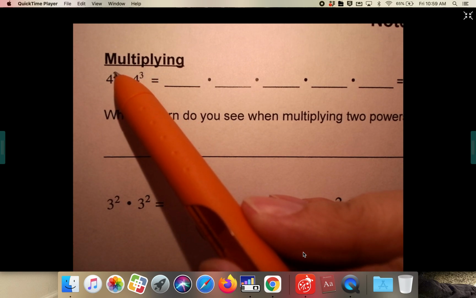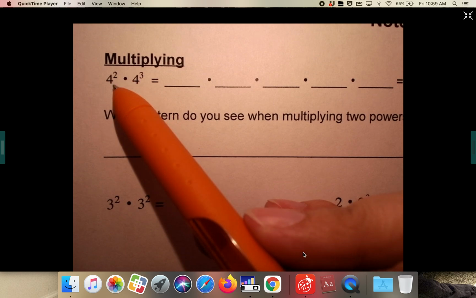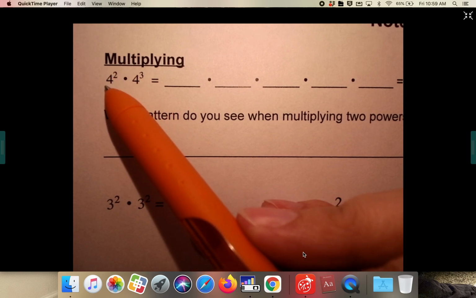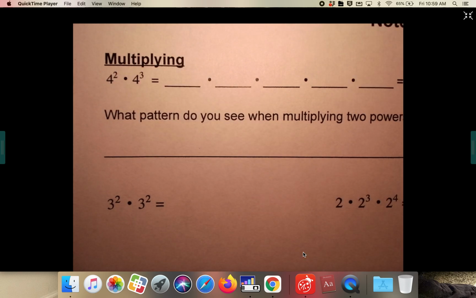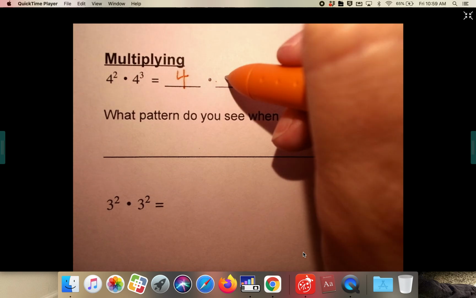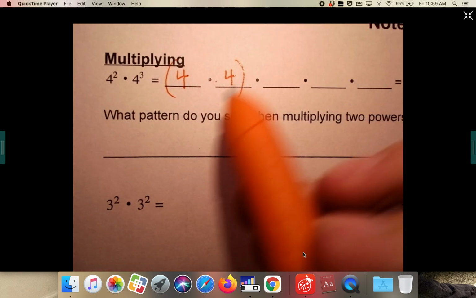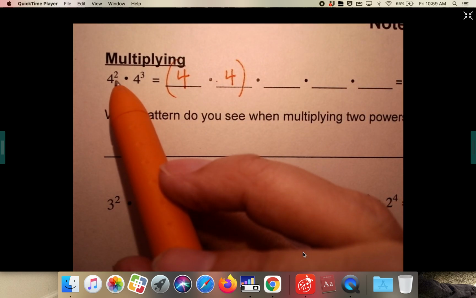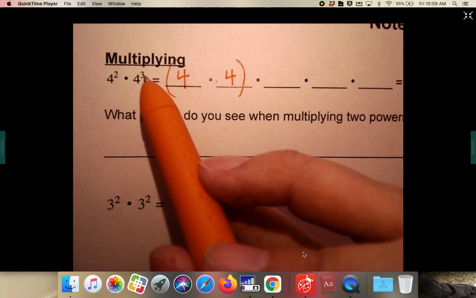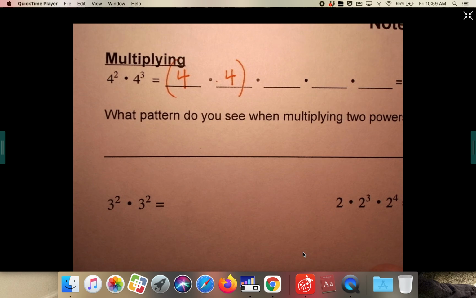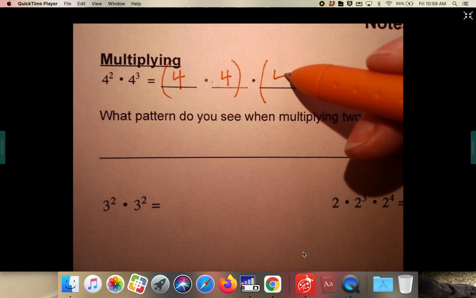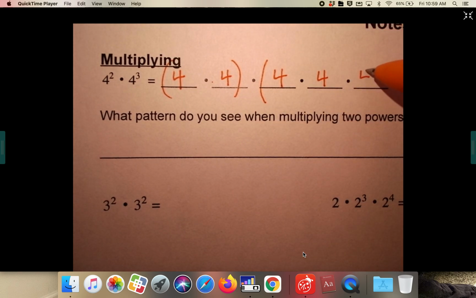Now, I want you to know that 4 squared does not mean 4 times 2. That would be 8. This is actually 4 times itself twice, so it's like saying 4 times 4. Okay, that's the first, 4 squared. The 4 cubed is saying 4 times itself 3 times, so it's like saying 4 times 4 times 4.